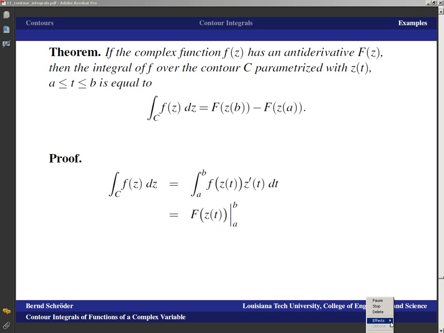Hang on just a minute here. Okay, yeah, I was talking about the fundamental theorem of calculus, and then it looks here like we're using the fundamental theorem of calculus. Well, that's because we do.